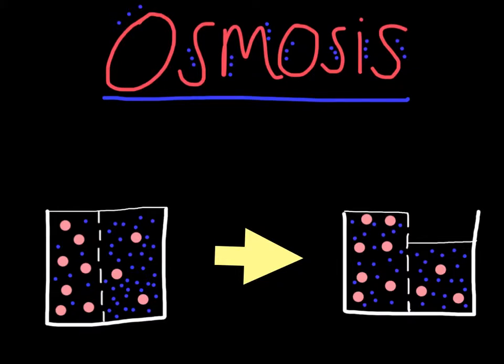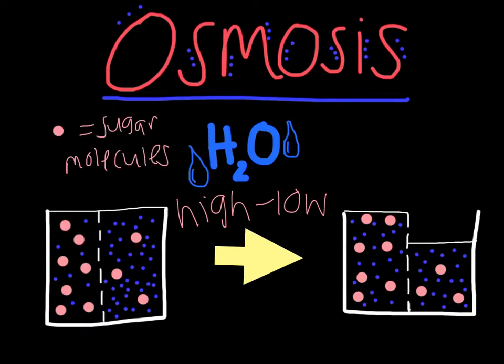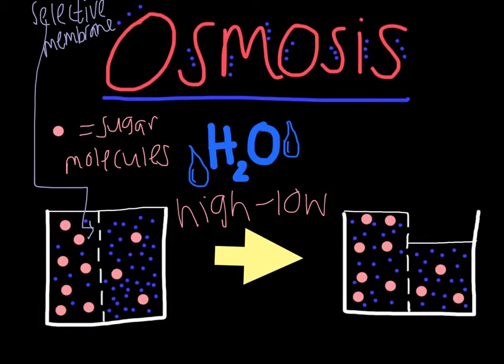Osmosis is the diffusion of water from high concentration to low concentration. The sugar molecules are too big to diffuse through the selective membrane, which is why only water moves in both directions by random movement with the net movement to the left.